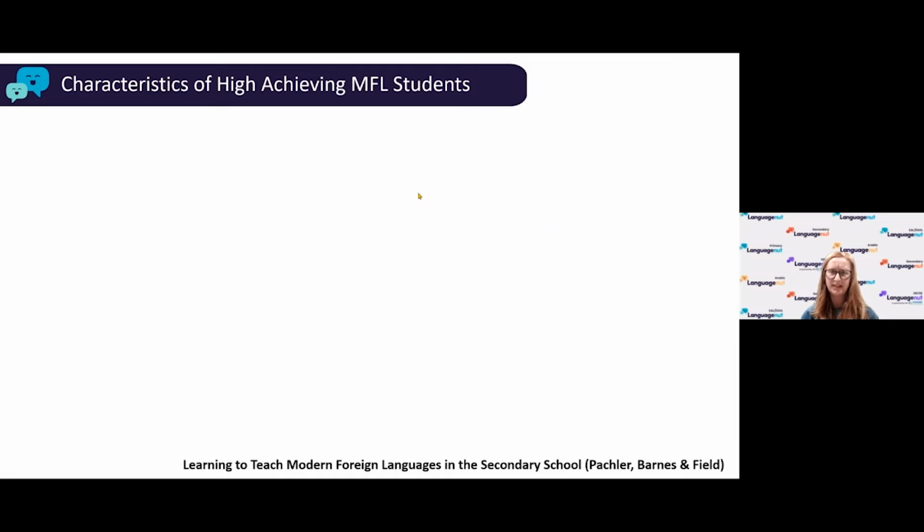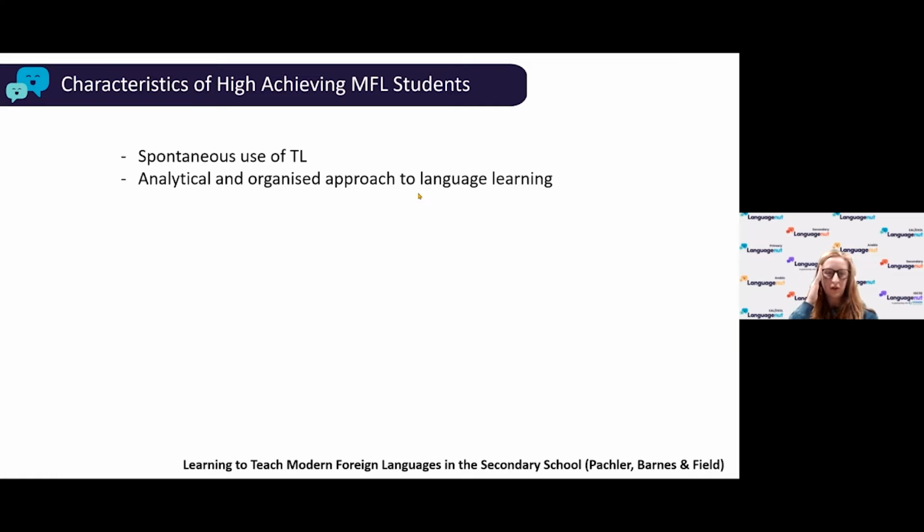So this list is taken from Learning to Teach Modern Foreign Languages in Secondary School by Pachler. It's something that a lot of people, if you're currently doing PGCE, will have been familiar with. And this is a list of generally agreed upon traits of high achieving students in the MFL classroom. One of those is that they're going to be more keen to use the target language spontaneously, more likely to be creative with it. Generally speaking as well, we've got an analytical and organised approach to language learning.